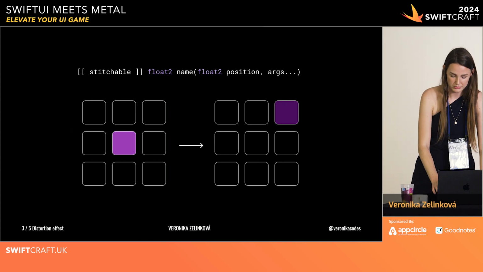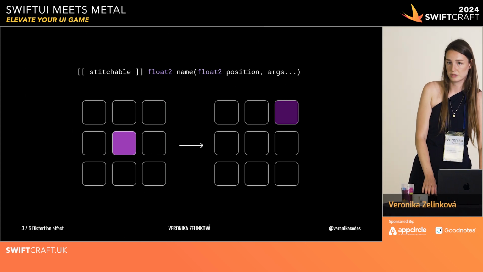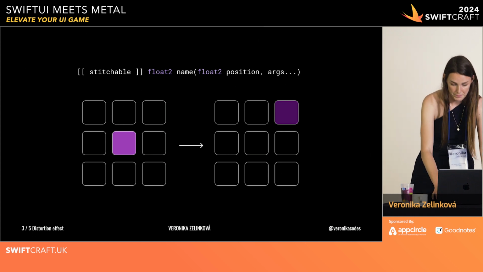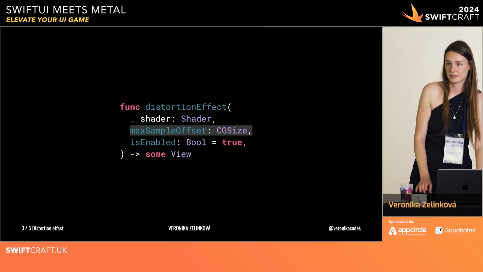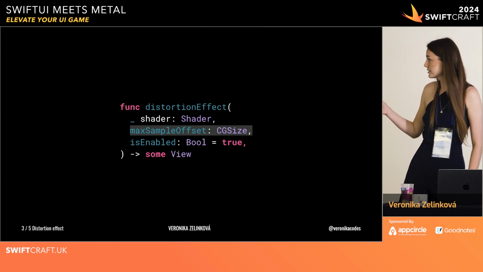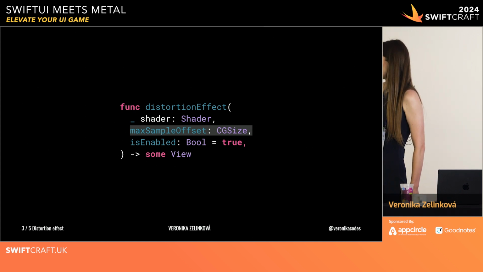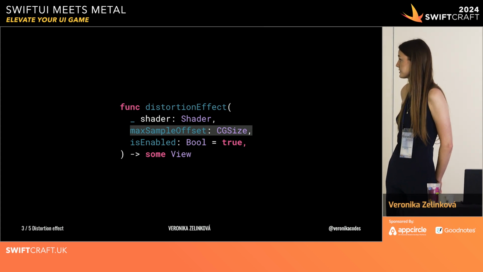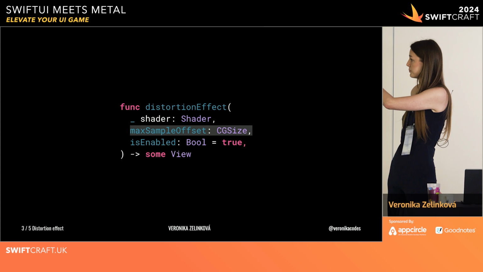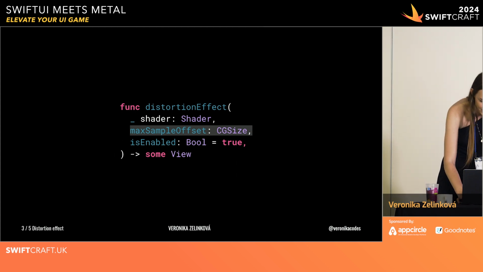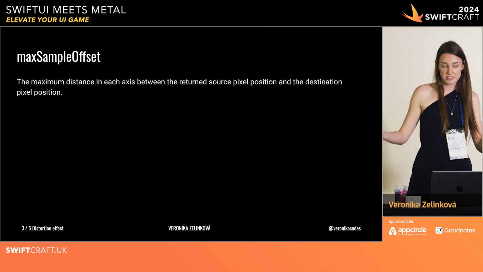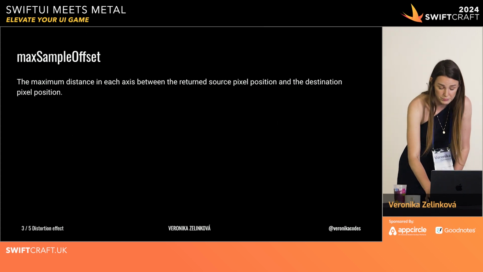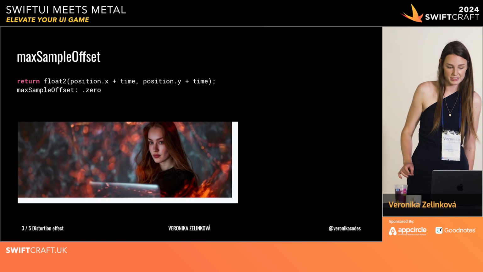But it's used to create some very cool things, usually any type of distortions, transitions. I'm here using it to create some pixelation. We will see it in a minute. But if we check the SwiftUI view modifier, we can see we are adding one more parameter, which is the max sample offset. And it's the maximum distance in each axis between the returned source pixel and the destination pixel position. But I will visualize it for you.